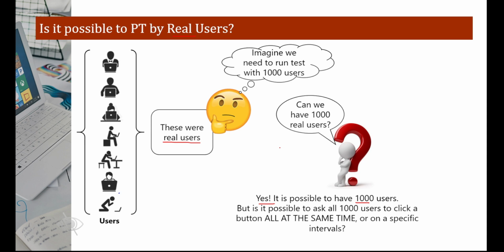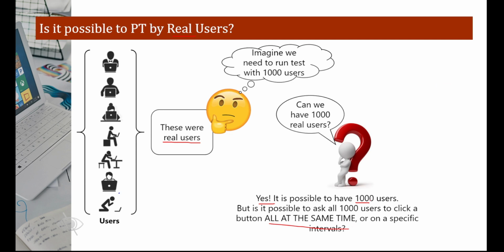But is it possible to ask all 1,000 users to click the button all at the same time? Can we ask them to click Facebook.com at the same time? That's difficult, right? And if we define some time interval, for example 30 minutes of duration that we want to hit facebook.com with 1,000 users, is it possible for them to do? We are still not sure they can do it or not.